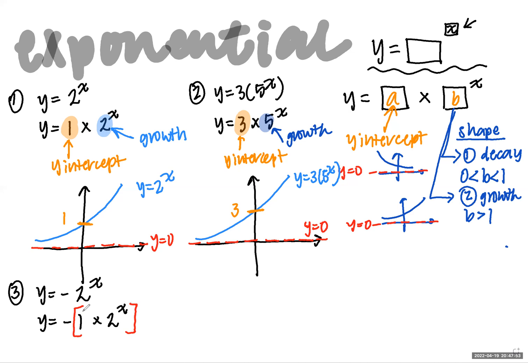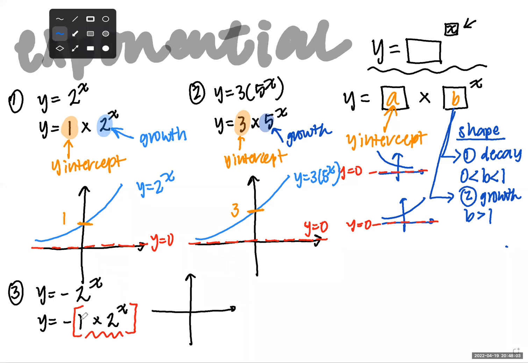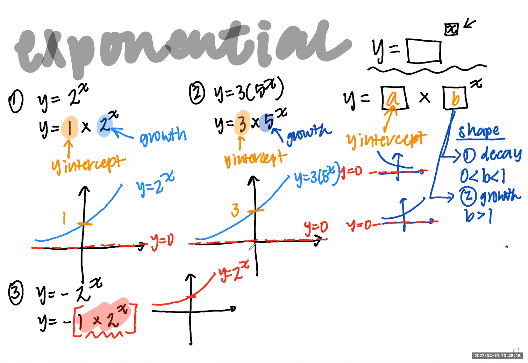What does that mean? It means that I must do this first, the one in red. So how do I do the one in red? By now, you all should know already, right? The one in red, this one here, what does that mean? It means that my y-intercept is 1, agree? And it's a growth graph. So this is y is equal to 2 to the power of x, right now.